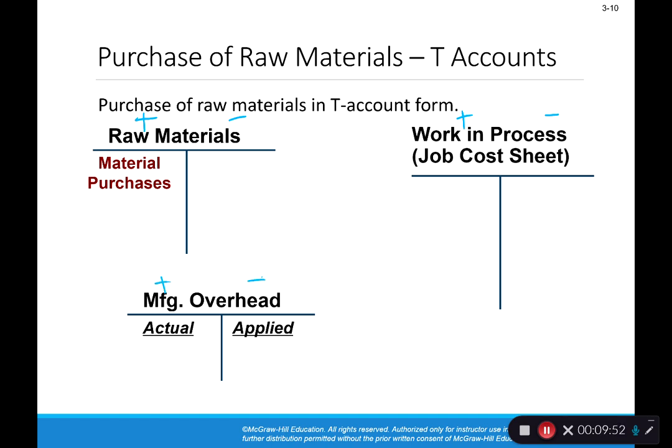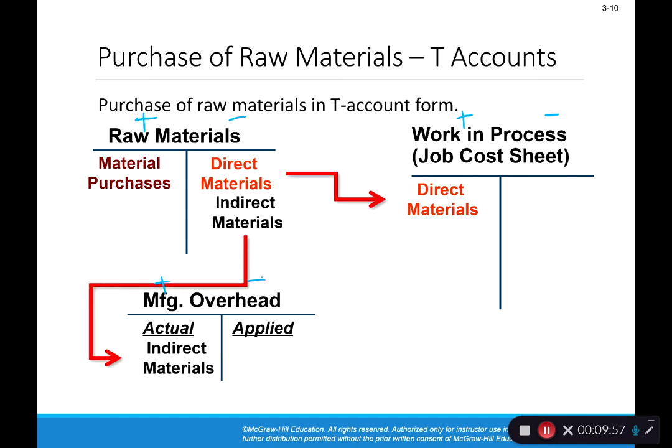Everything on this page is an asset. So raw materials, work in process, and overhead accounts are all assets. So when we buy raw materials, that adds to our raw materials account, which is why you see a debit. And then when we use it, we take it out of the account. So it's in and out, in and out. So direct materials are the ones that we can directly trace to our product. So those would go directly into work in process. So they come out of raw materials with a credit and they go into work in process with a debit.